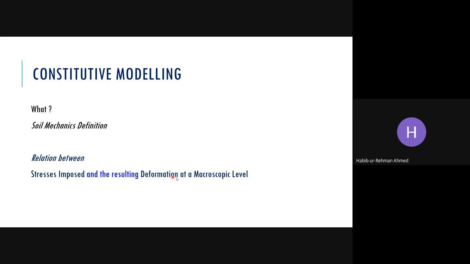Now, all these terms are very important to understand. So we have stresses imposed. It could be internal stresses or external stresses, or the stresses due to loads or stresses due to the environment, as I mentioned to you. So a change in water content, a change in water table position, or any other such phenomenon could result in deformation of the material, but it should be at the macroscopic level in general.